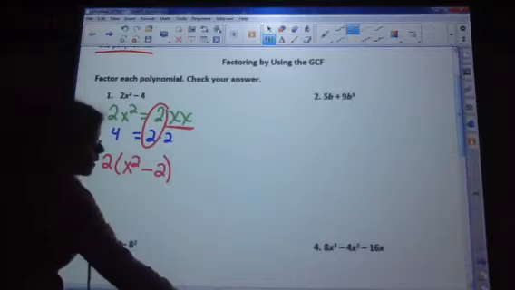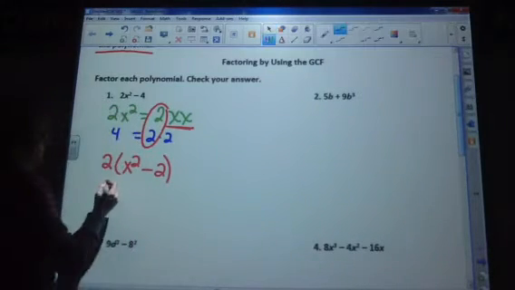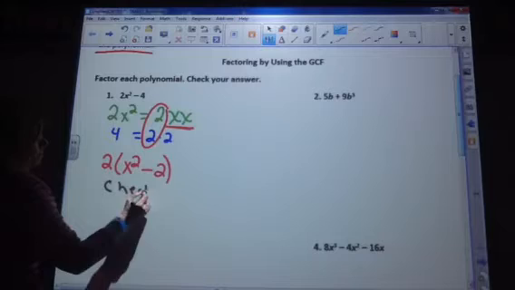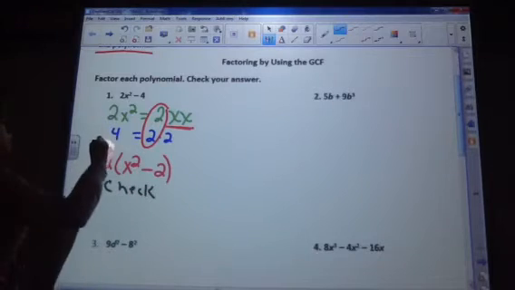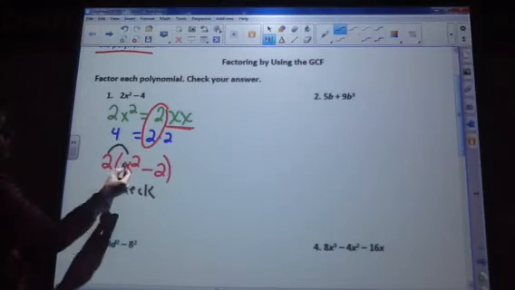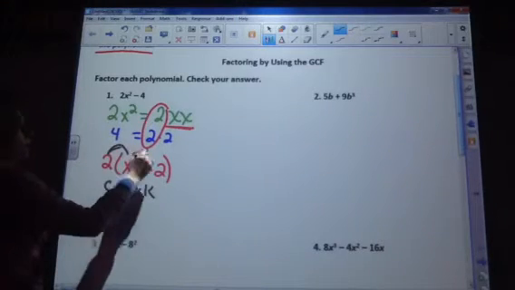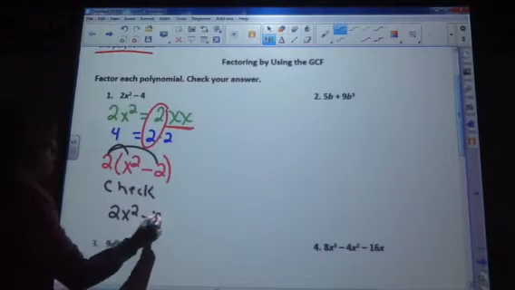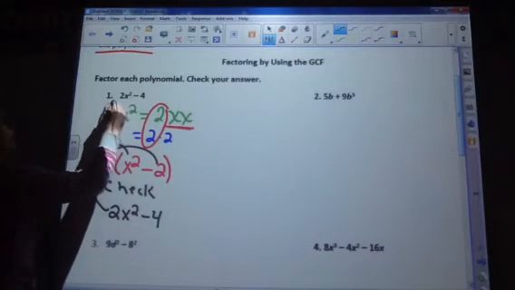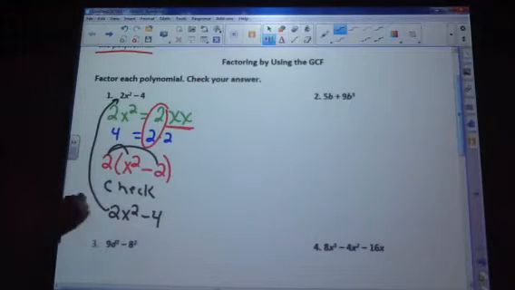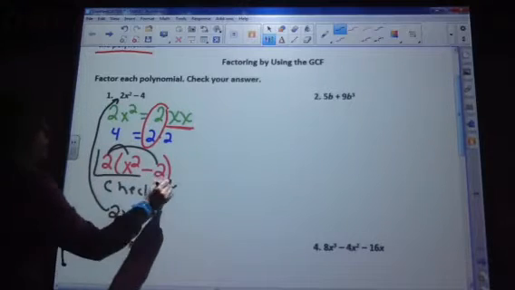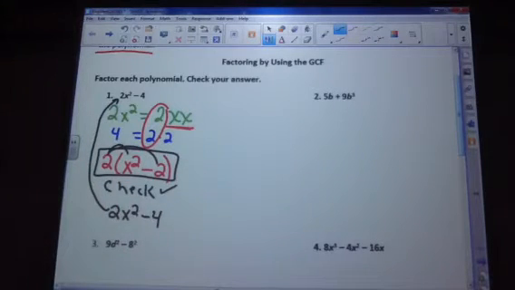All right, so let's work it backwards, and let's check it. Now, check would be distributing. What is 2 times x squared? 2x squared. 2 times a negative 2, minus 4. Notice how those are the same, so we are right. Here's your answer right here when you factor out that 2. You're factoring out your greatest common factor.